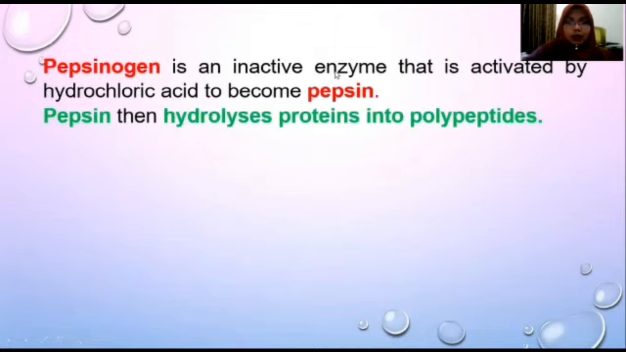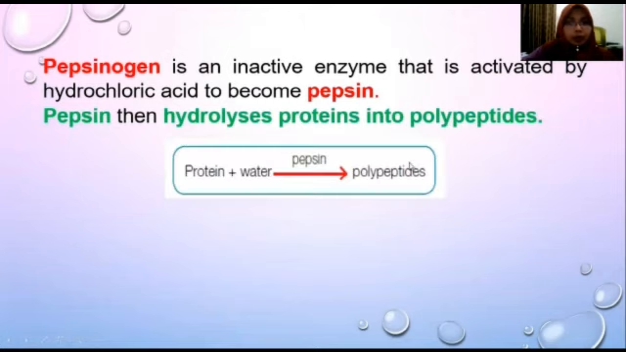Once pepsinogen combines with the hydrochloric acid, now it becomes pepsin. So pepsin is an active enzyme. So pepsin will react with protein, so it can hydrolyze protein to form polypeptide. So polypeptide is simpler compared to protein. Okay, so this is the equation. Protein plus water with the presence of pepsin, it will form polypeptide. So this is the hydrolysis process.